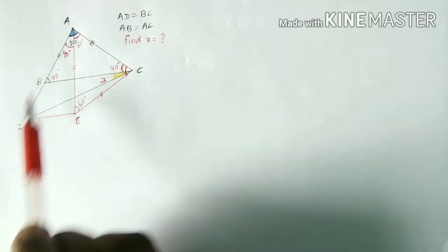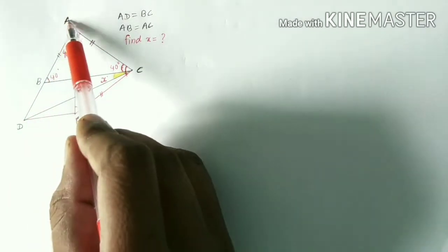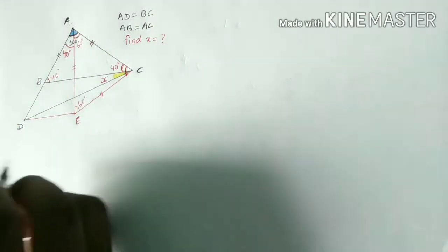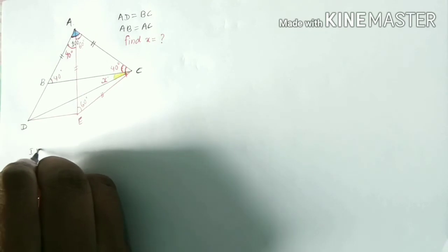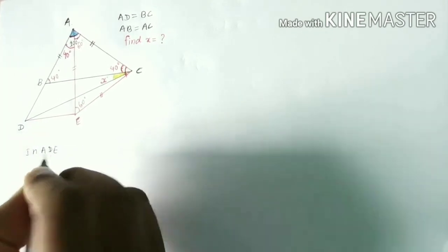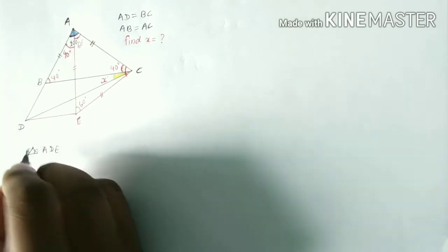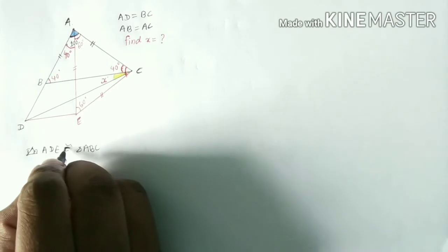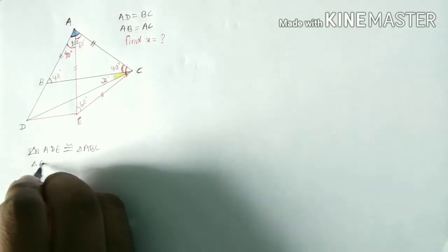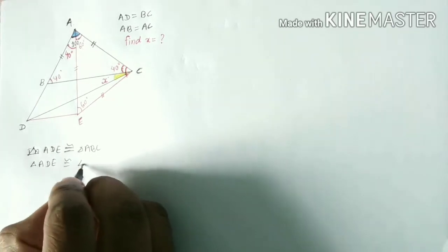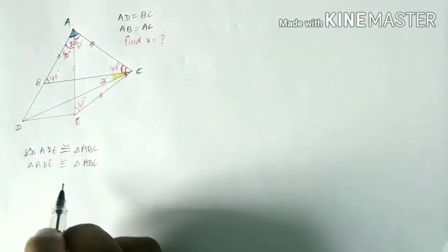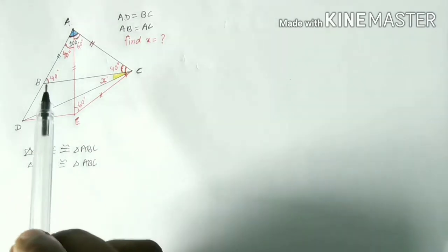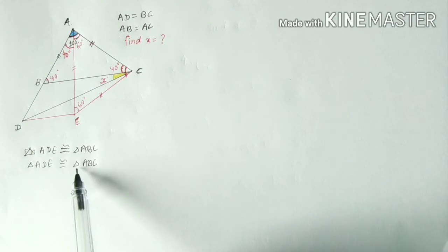Now we can see triangle ADE and triangle ABC. These 2 triangles are congruent. Triangle ADE is congruent with triangle ABC. I will tell you how these 2 triangles become congruent. So let's see in these 2 triangles, triangle ADE and triangle ABC.